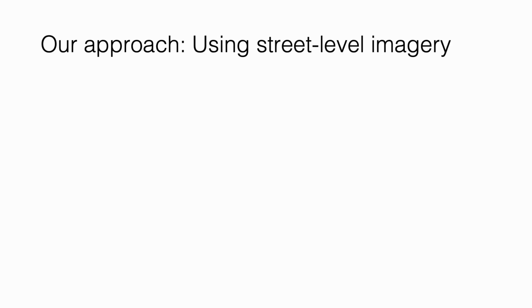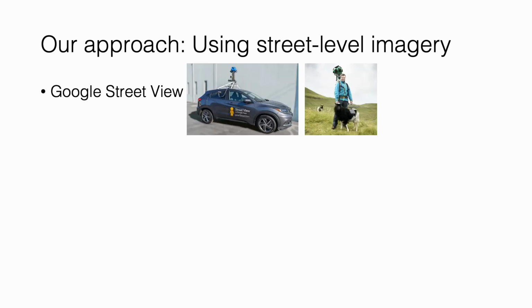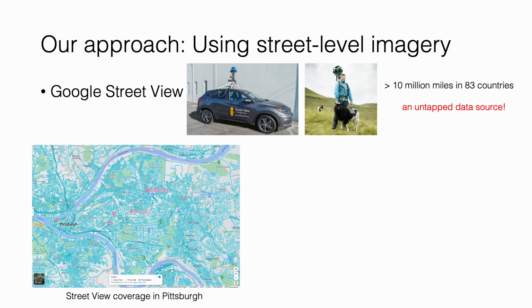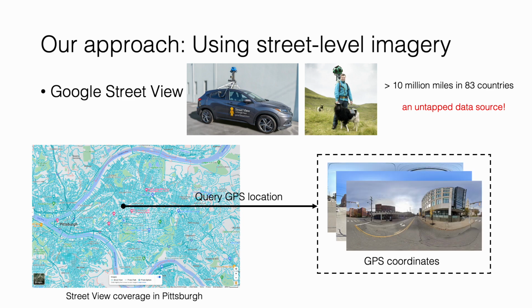In our approach, we leverage a large source of street-level imagery, in this case Google Street View. Note that their coverage is extremely dense, and in our paper, we show that this untapped rich data source can be very useful for accurate traffic camera calibration. At each location, we can query the closest panoramas that come with their GPS coordinates.